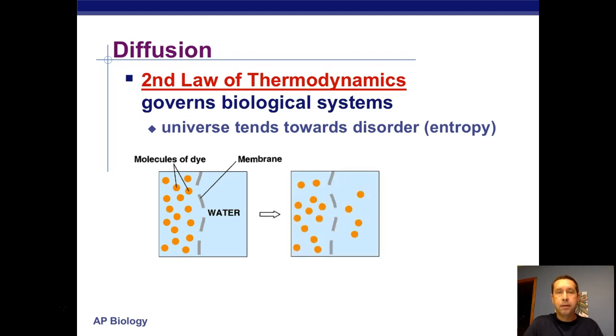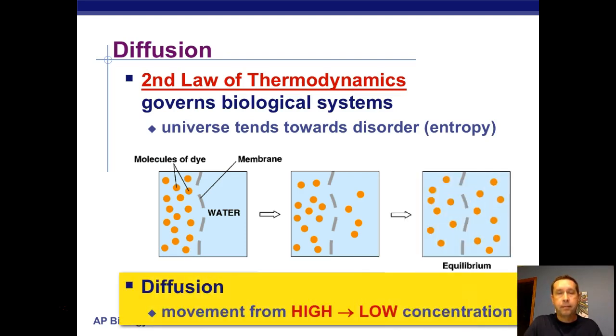So you can see in our example here, dye molecules are moving across a semi-permeable membrane from high concentration on the left side to lower concentration on the right side. And they would continue to do that until they reached equilibrium. So diffusion is the movement from high concentration to lower concentration.